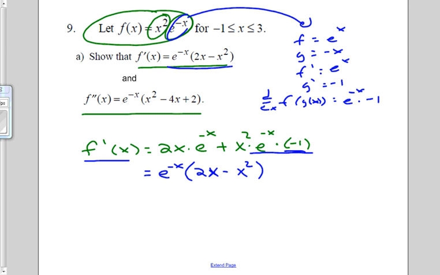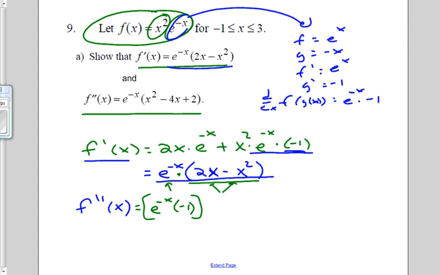Okay, now let's take the second derivative. To find the second derivative, we could use the product rule where here's my first function, and that whole thing is my second function. So it's going to be the derivative of the first. The derivative of the first is e to the negative x times -1. So that's the derivative of the first times the second plus the first times the derivative of the second, 2 minus 2x.